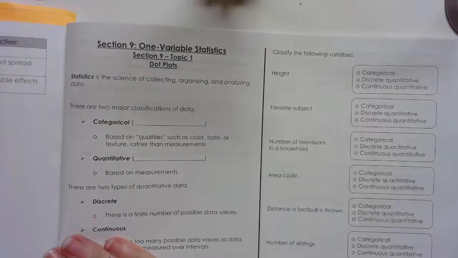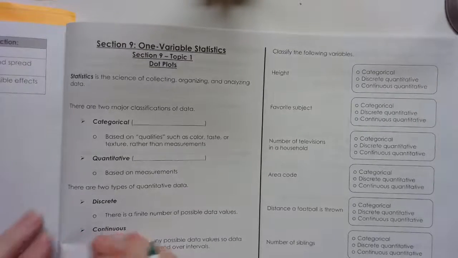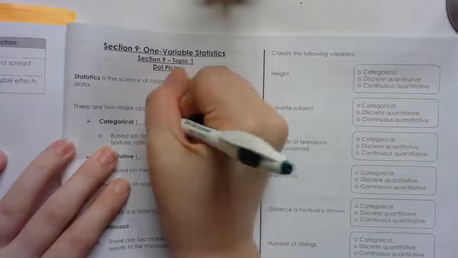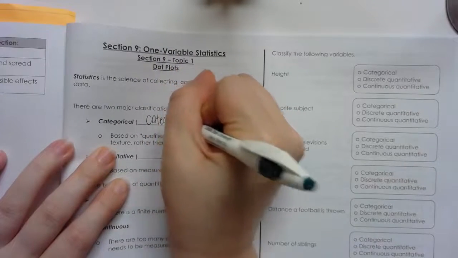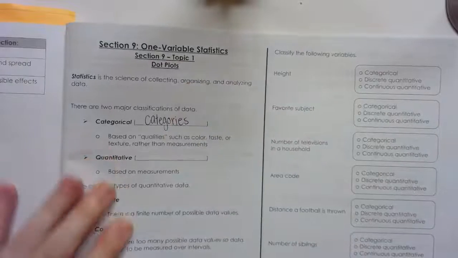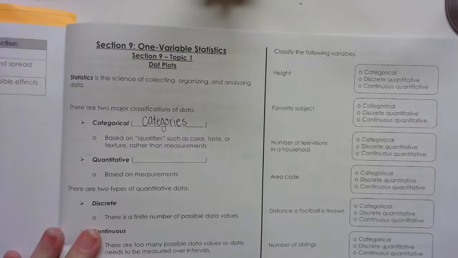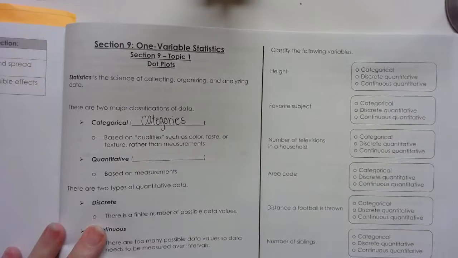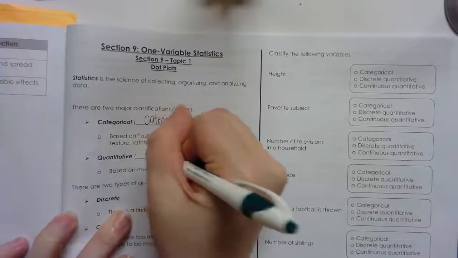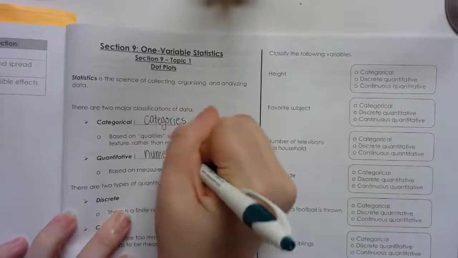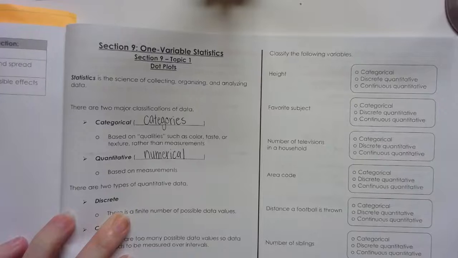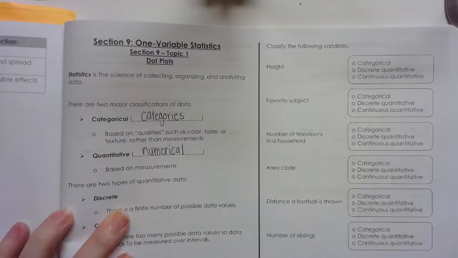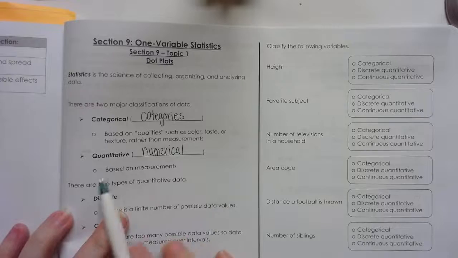So statistics is the science of collecting, organizing, and analyzing data. There are two major classifications of data. Categorical, which is categories. You've probably heard that word before. And the categories are based on qualities such as color, taste, or texture rather than measurement. And then you have quantitative, which is numerical, from the root word quantity. So if you have a quantity of something or a specific quantity, then that is referring to a number. So that is based on measurements.